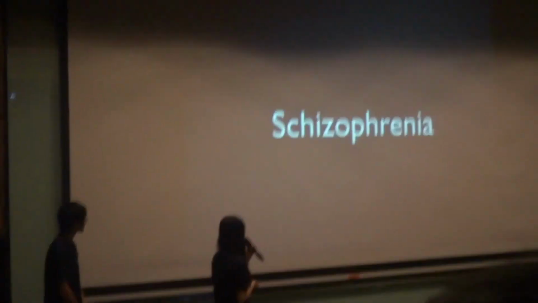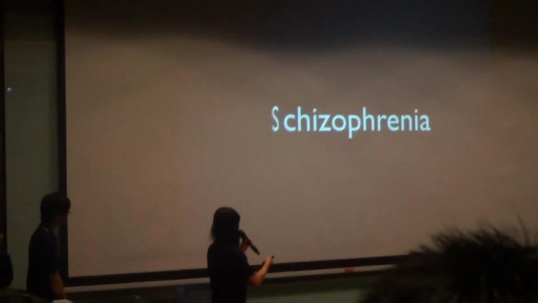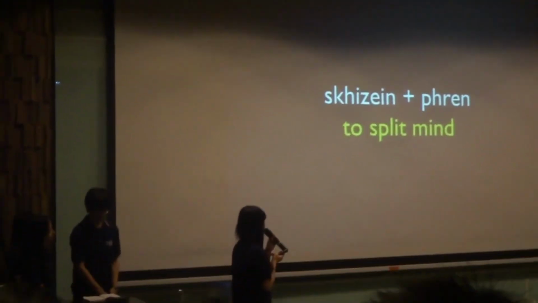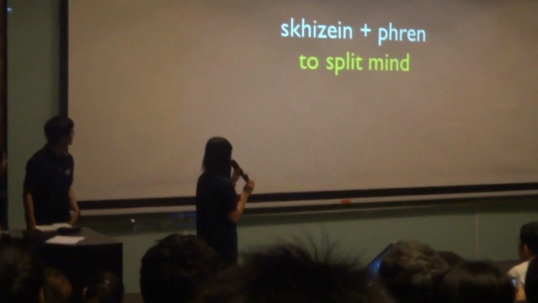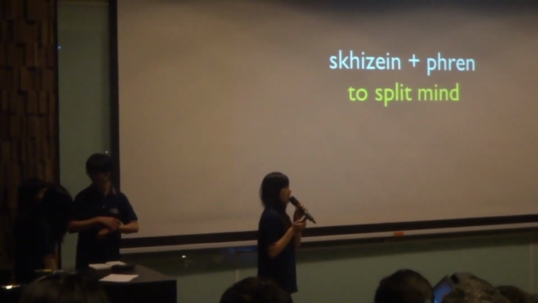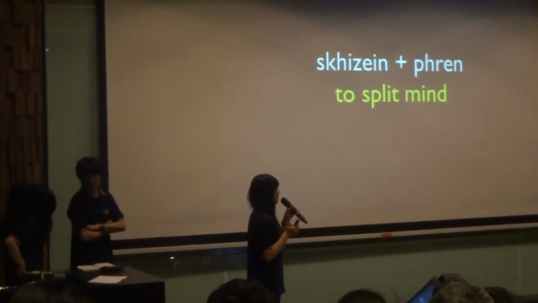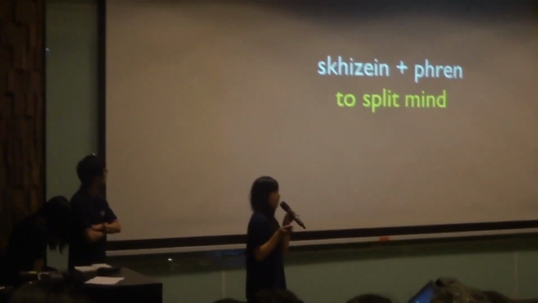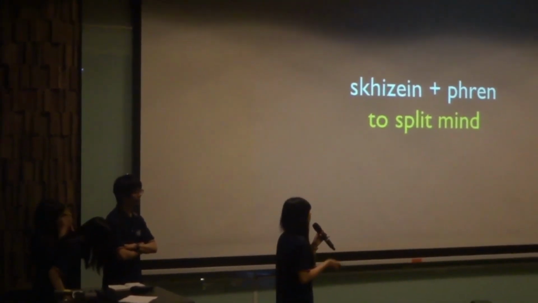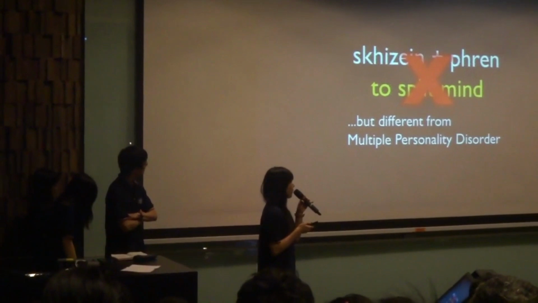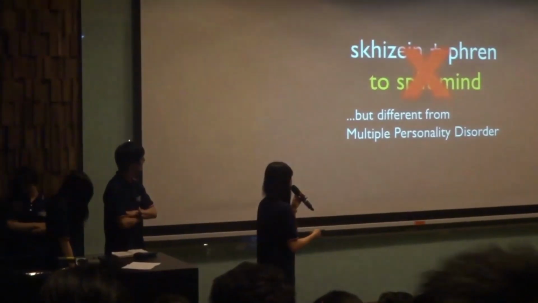The word schizophrenia was formed from the Greek words schism and phren. Schism means to split and phren means mind, so schizophrenia means split mind. Most people think that patients with schizophrenia have split minds, but actually that's not true. It is different from multiple personality disorder.